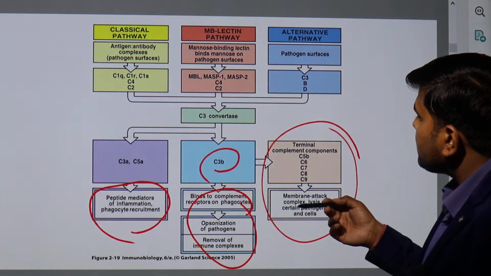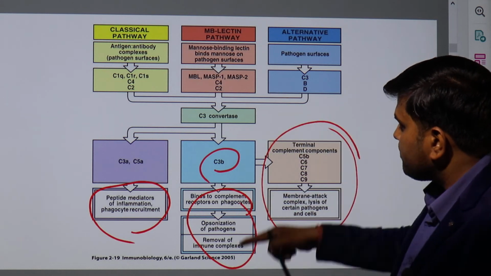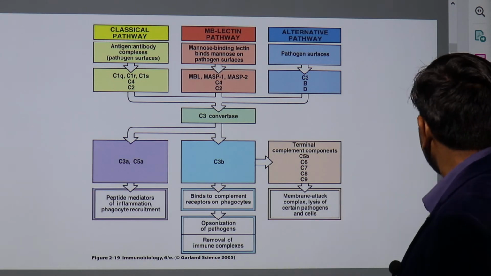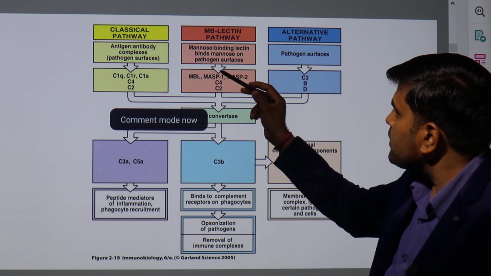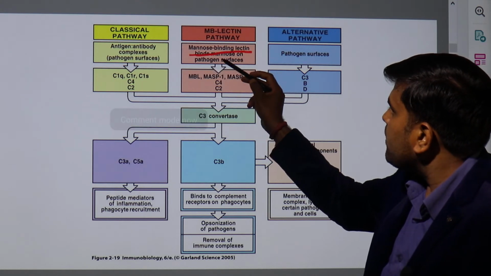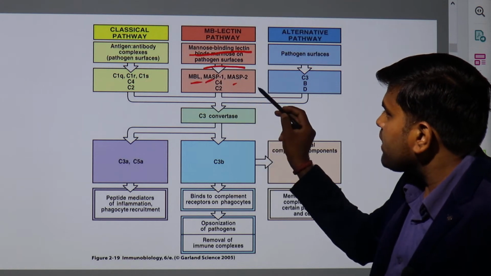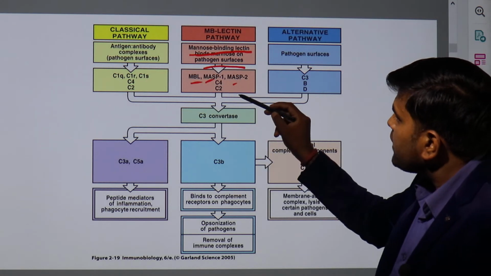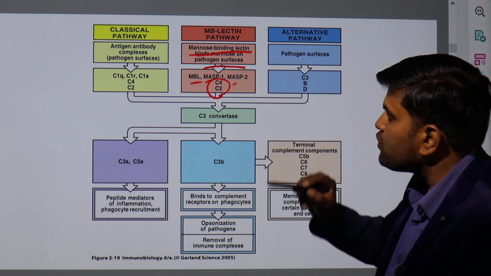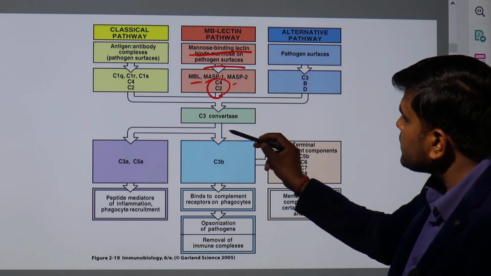Okay, similar things apply for the mannan binding lectin pathway. The mannose binding lectin binds the mannose on the pathogen surface. The MBL, MASP1 and MASP2 help to cleave and activate C2 and C4. They will form the C3 convertase.